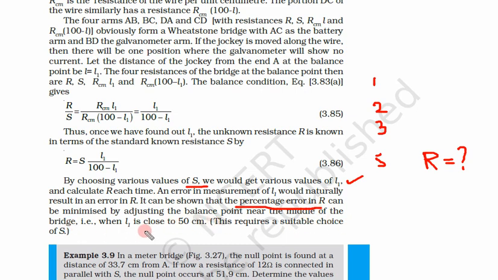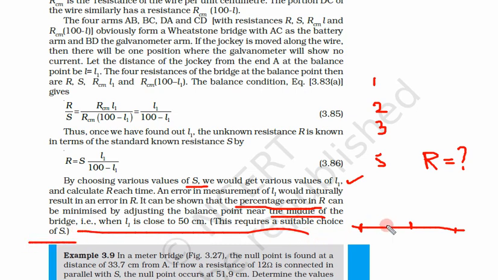Now, the balance point must be adjusted near the middle. This is the main thing. The balance point should not be almost at the corner. It should be somewhere in the middle. So we have to choose S such that it is somewhere in between, like 39 centimeter or 60 centimeter, around the middle, but not on the edge, like 93 or 2 centimeter on the meter scale.